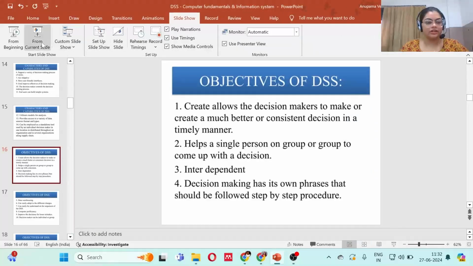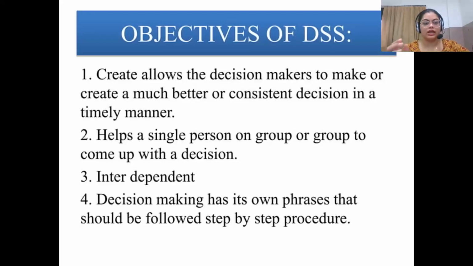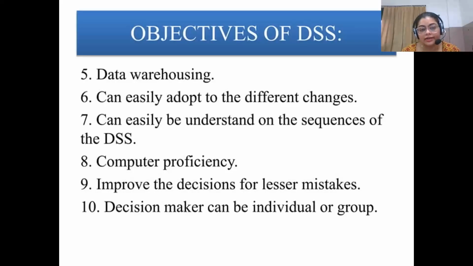So basically we are learning about the objectives of DSS. As you all know, it supports decision makers in semi-structured and unstructured problems. It supports individuals and groups, as already told. It supports all managers at all levels. It supports interdependent or sequential decisions. It supports intelligence, design, choice, and implementation, and also a variety of decision processes and styles. I can also say that a data warehouse is also an objective of DSS. It can easily adapt to different changes.